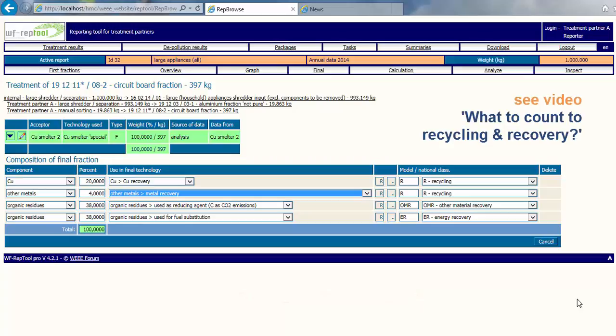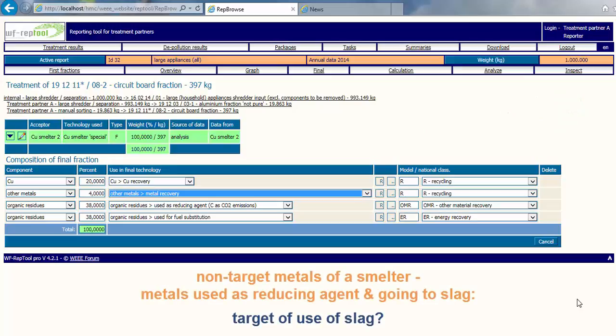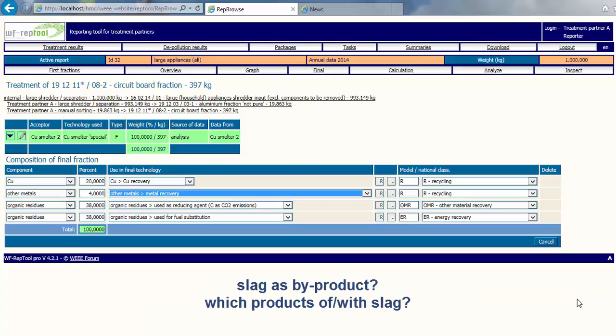Now, with implementing the WEEE Directive 2012 and with this the Waste Framework Directive 2008 and the new recycling definition, it gets a bit more complicated, as we also have to ask for metals being used as a reducing agent and going afterwards to the slag, what is the target of use of this slag too. So we have to get information about the plant where the WEEE fraction is delivered to, and we have to get information on what they are doing with the slag, if it is considered as byproduct or which slag products are achieved.